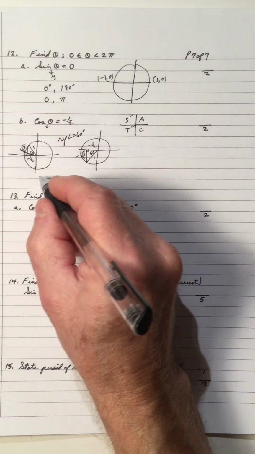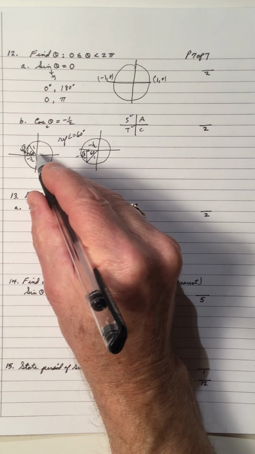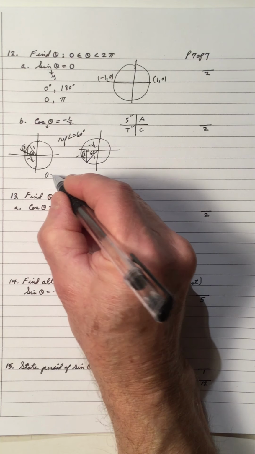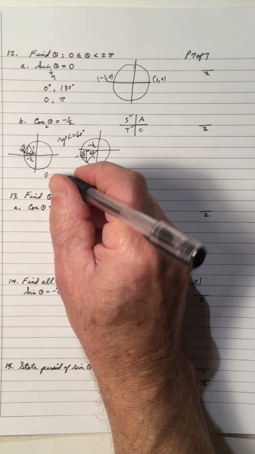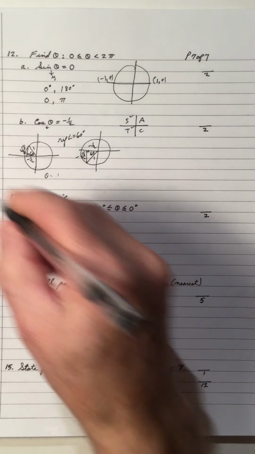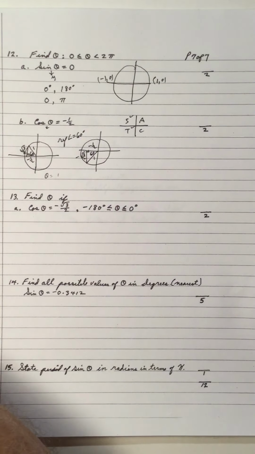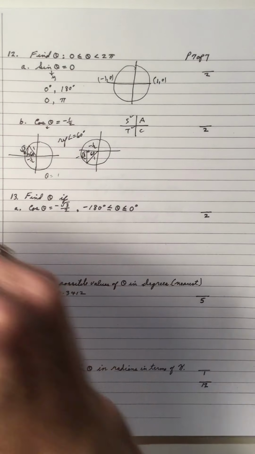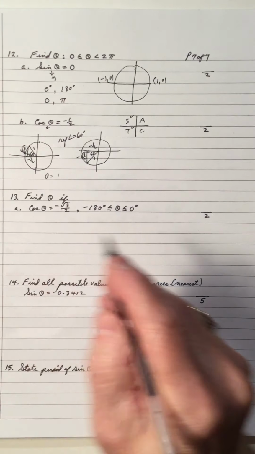So in quadrant 2, theta is... Oh, I got that one. This thought it was used up. It's not writing. Hold on for a second. Got to get a new pen. Okay, I have a new pen.